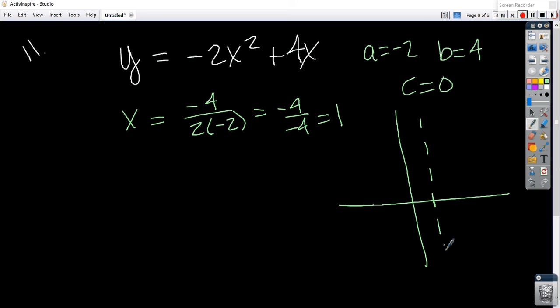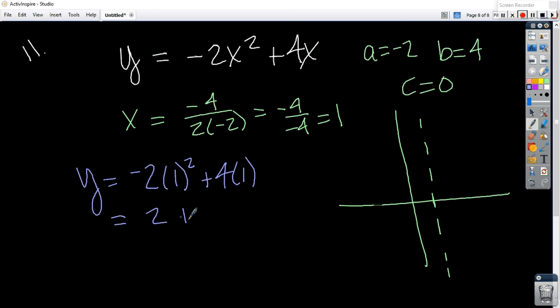Tell me what you do now. Plug it back in. If you ever have an X and you don't have a Y, your answer is always plug it back in. Okay? Y equals -2 times 1 squared plus 4 times 1. What's -2 times 1 squared? -2. Plus 4. 2. So that means go up.